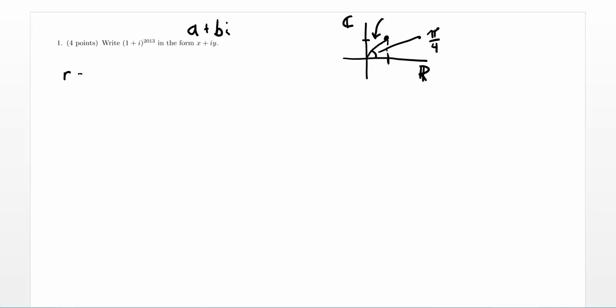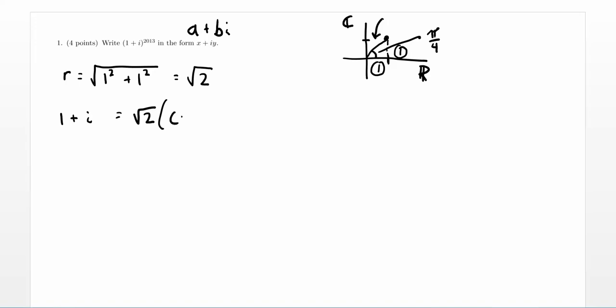So r is equal to the square root. This length here is 1, and this length here is also 1. This is 1 squared plus 1 squared, which is just the square root of 2. We can write 1 plus i in the cosine i sine form, as root 2 times cosine pi over 4 plus i sine pi over 4.